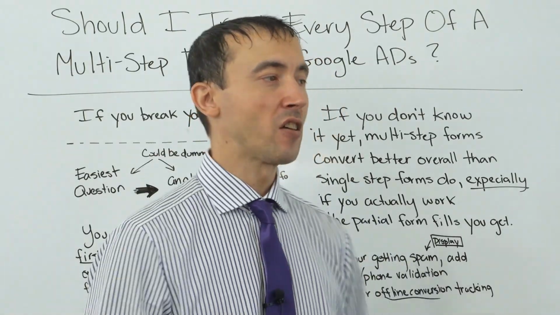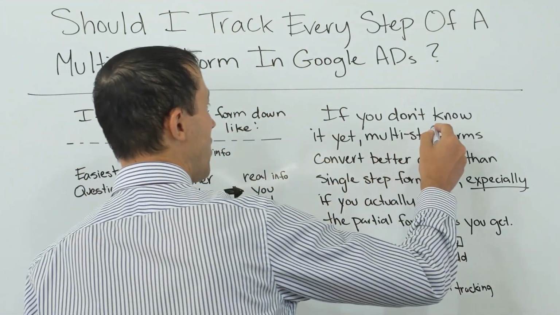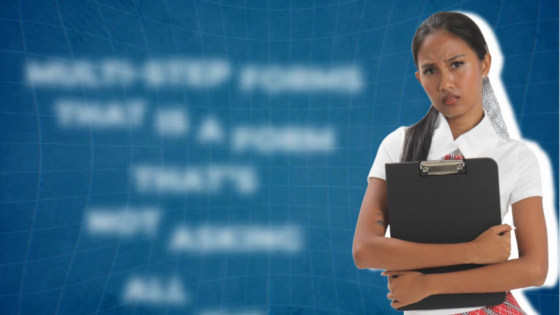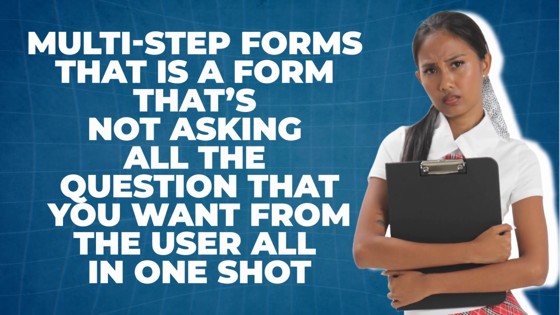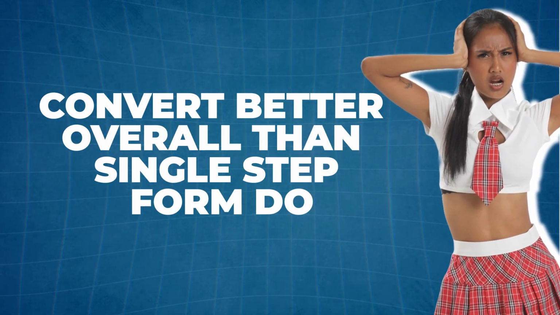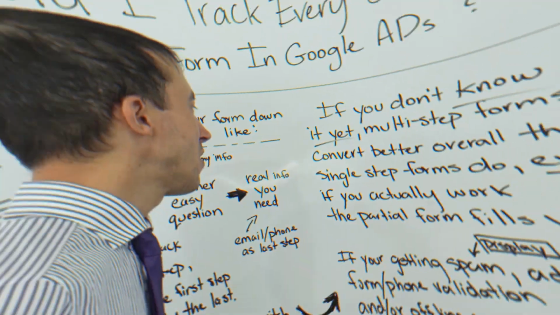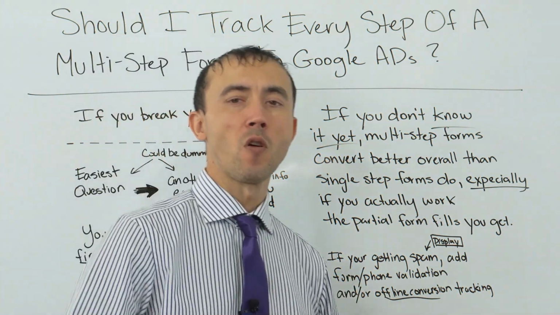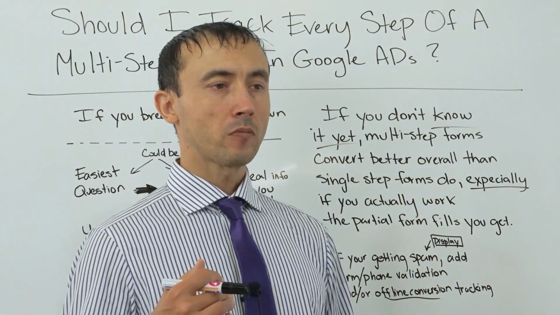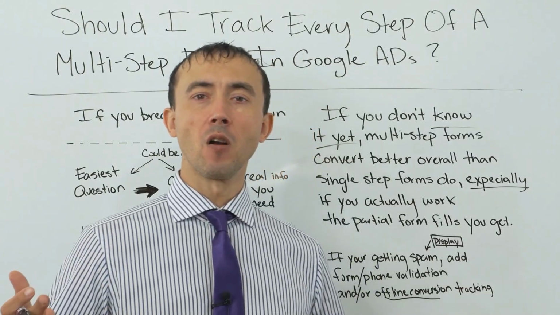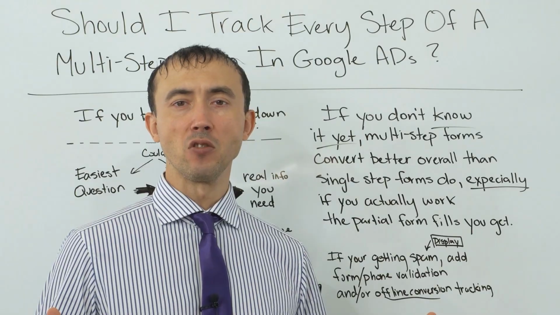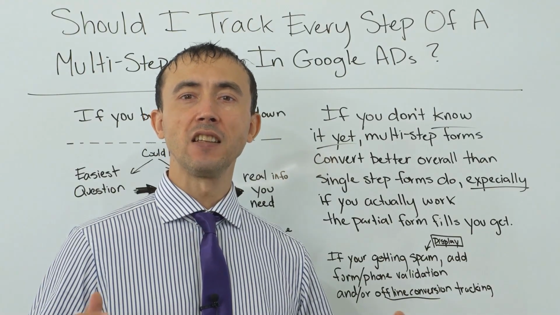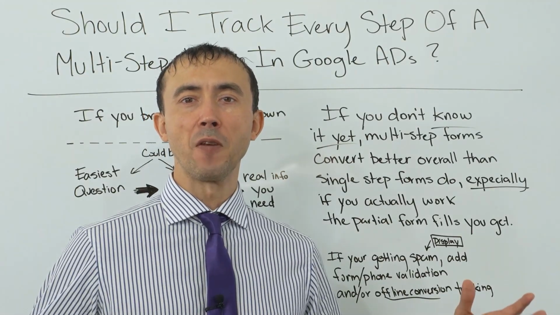So with that said, going into the content here, if you do not know it yet, multi-step forms, that is a form that's not asking all the questions that you want from the user all in one shot, convert better overall than single-step forms do, especially if you actually work the partial form fills that you're getting. So, in other words, if you have a big long form that's 5 steps long, and if you ask for the user's email on the second step, you can work that lead if they don't get all the way through the process, just as if they filled out the whole thing.